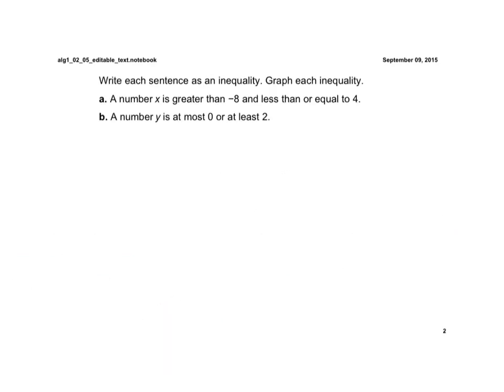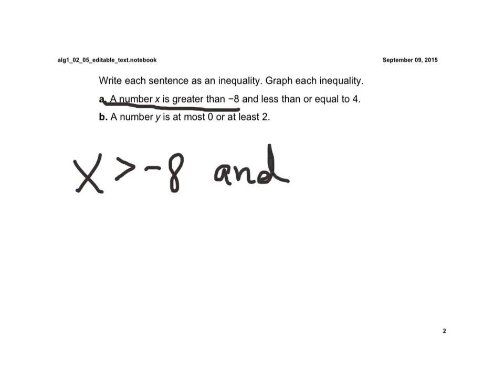So here it says write each sentence as an inequality. Graph each inequality. So it says a number x is greater than a negative 8 and less than or equal to 4. So if we first do the first part of that, a number x is greater than a negative 8 and less than, so again the number x is less than or equal to the number 4. Now that's the compound inequality using the word and.